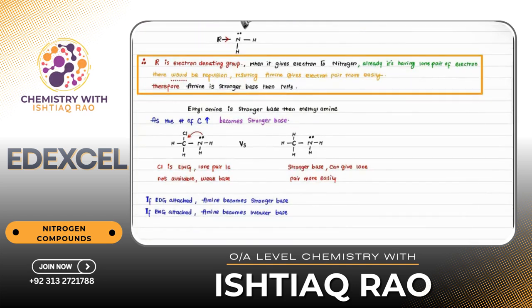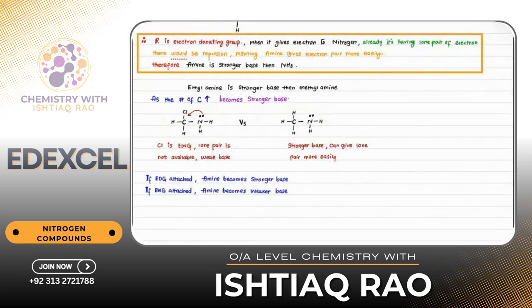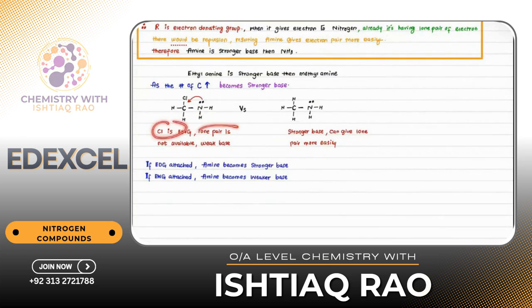Okay. Then we have discussed the case where chlorine is attached to the nitrogen directly. So we have two types of compounds. Number one is ethylamine. Number two is this one, where chlorine is attached. Chlorine is an electron withdrawing group, so the lone pair is not available because chlorine would be taking this lone pair of electrons. When it is less available, it becomes a weaker base. Remember.